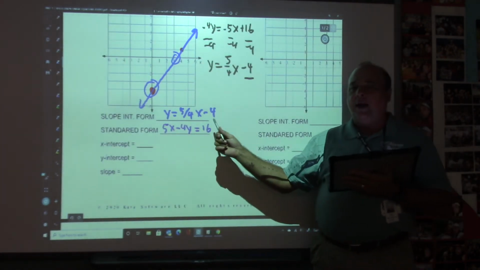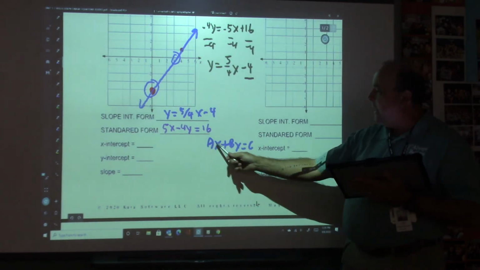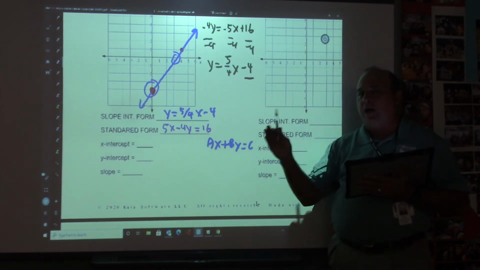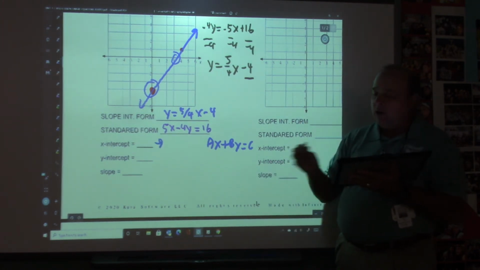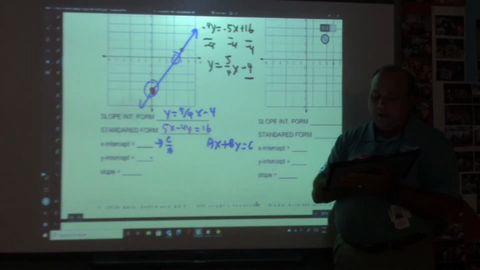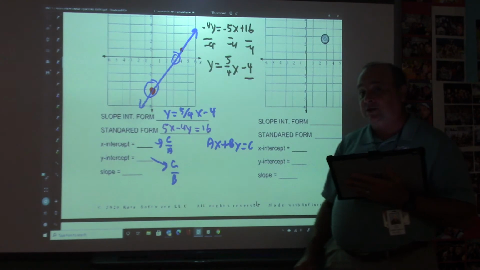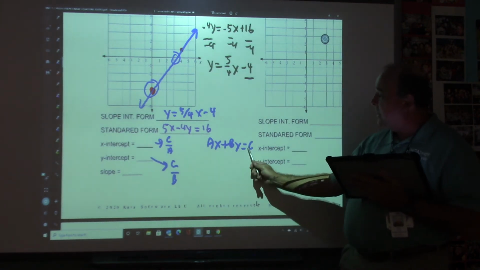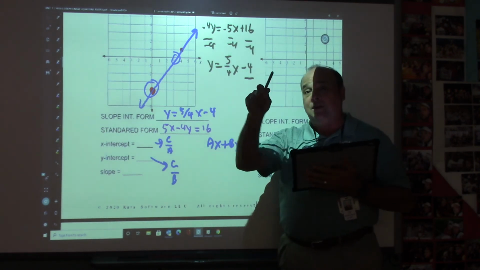Now then, remember what I told you again. Write this down over here. Write down ax plus by equals c. You probably haven't done any work in standard form. Your x-intercept will be c divided by a. Write that down. Your y-intercept will be c divided by b. So if I take this number and divide it by that number, I get my x-intercept every single time. If I take this number and divide it by the coefficient of y, I'll get my y-intercept every single time.